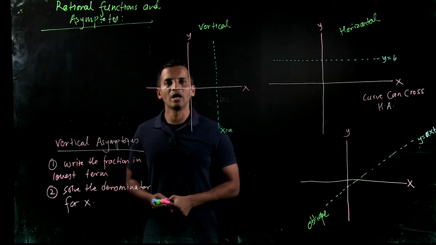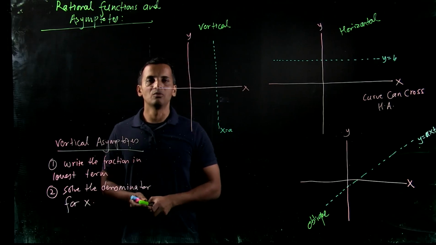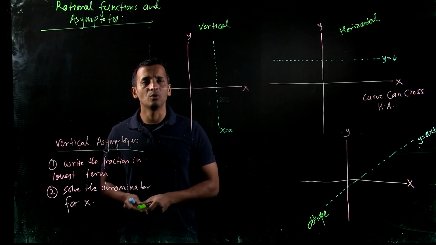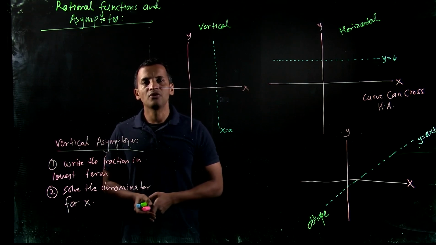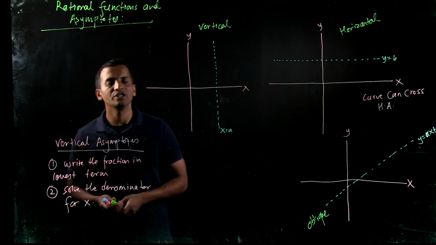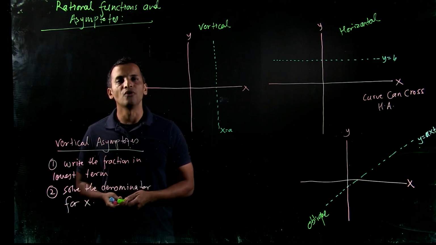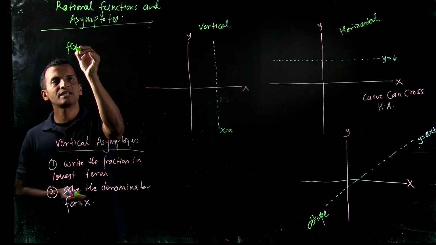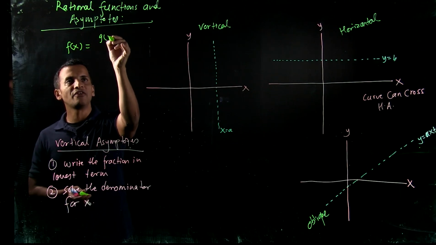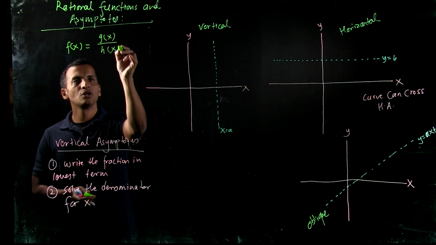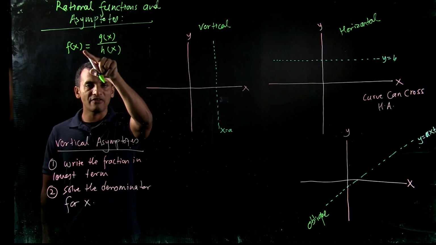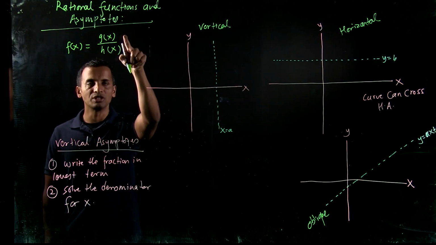Hi, in this video I'm going to talk about what rational functions are, what asymptotes are, and how we find them. First of all, a rational function is a function that is the ratio of two functions. For example, say f of x is equal to g of x over h of x, where g of x is a function and h of x is a function. So f of x is the ratio of the two functions.